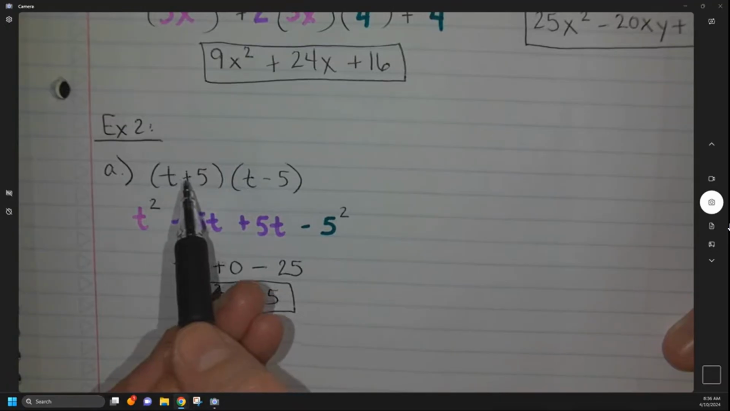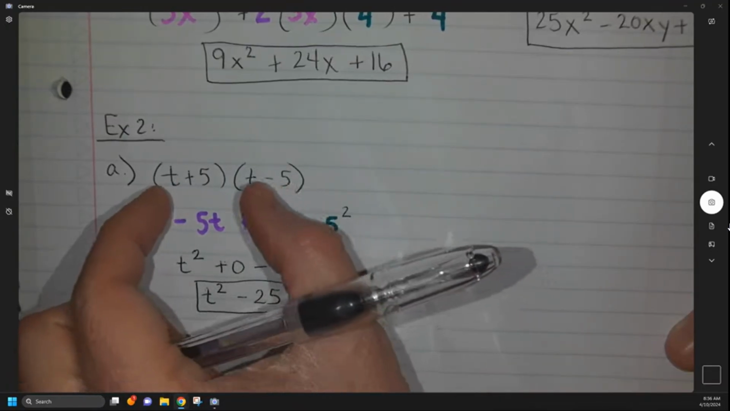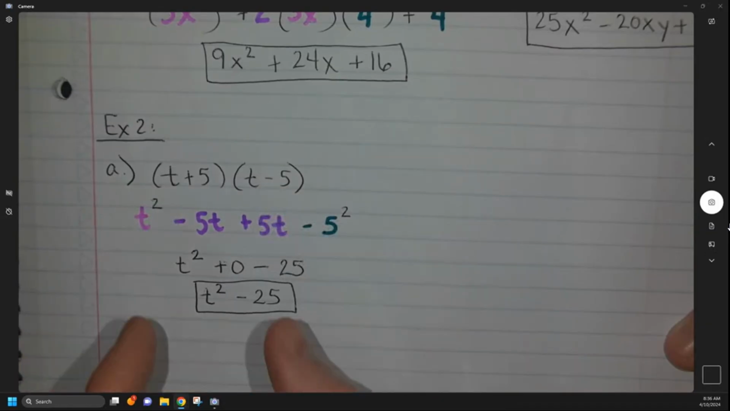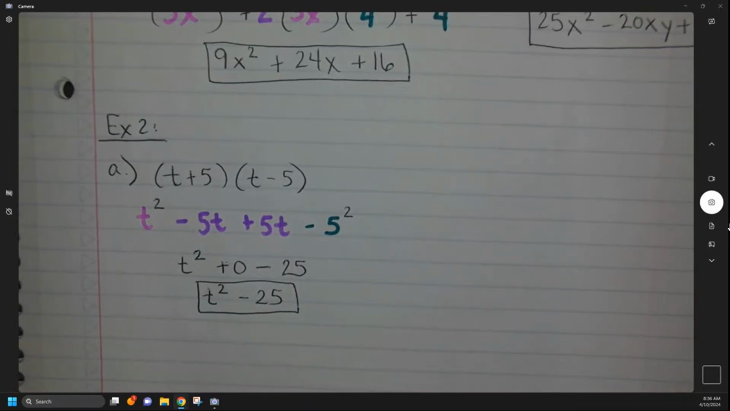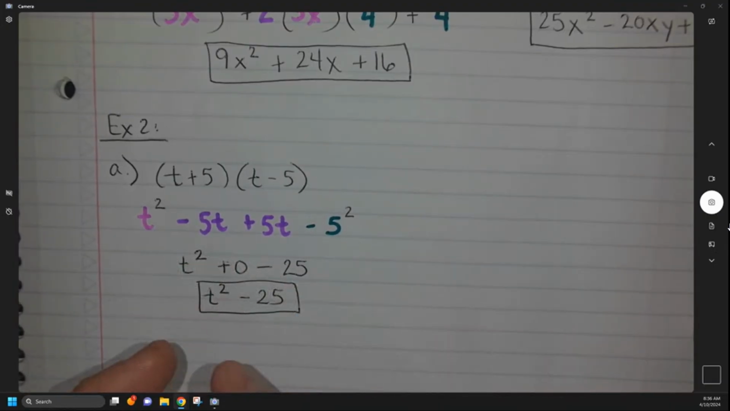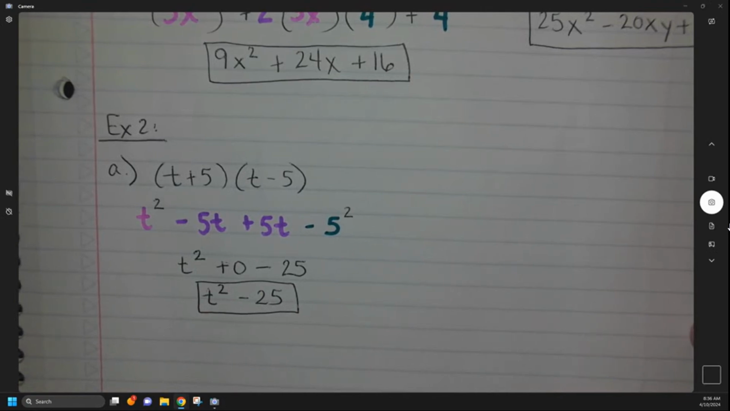Every time you have a sum and a difference with the same first and last terms, this pattern is going to happen. Those terms in the middle are going to cancel each other out because one's going to be positive and one's going to be negative, and they're going to have the same coefficient and the same variable. So they'll cancel each other out, and we're going to end up with this t squared minus 25.